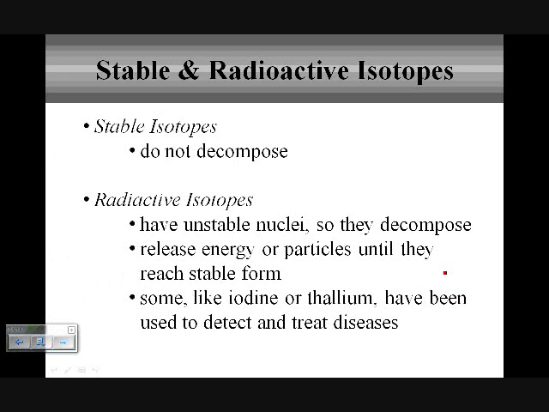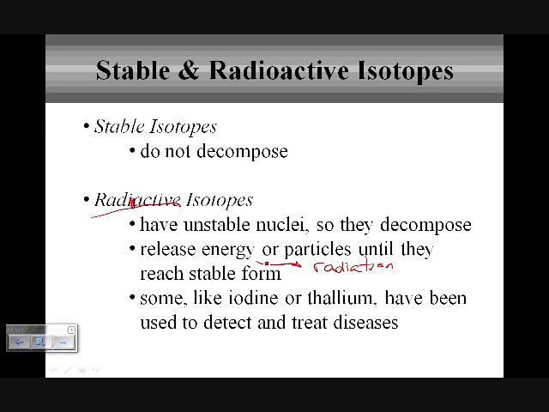We can also talk about the stability or radioactivity of isotopes. So there are some stable isotopes that don't decompose, right? They're very stable on their own and exist perfectly fine. But then we have something called, wow, lots of typos here, that's supposed to say radioactive isotopes. They have unstable nuclei, so they begin to break down. And as they break down, they're releasing energy, and that energy is radiation. Hence the radioactive component. So examples are iodine or thallium, which we use to detect and treat diseases.